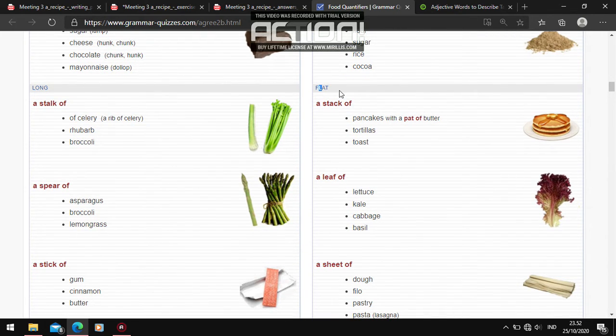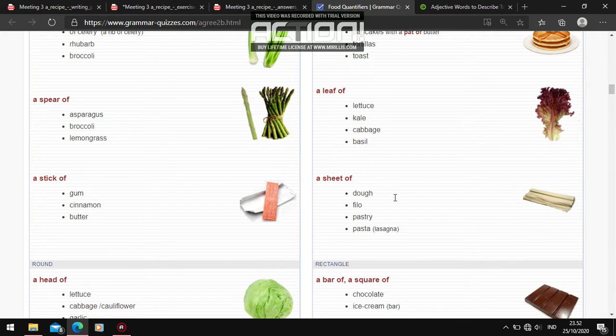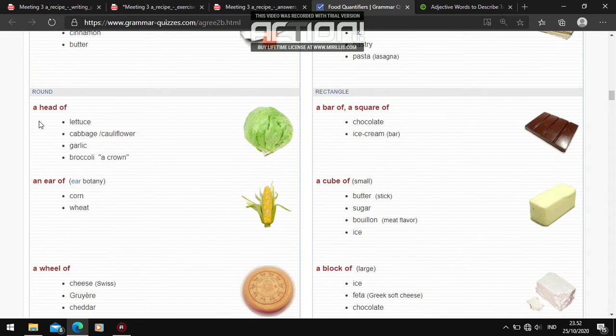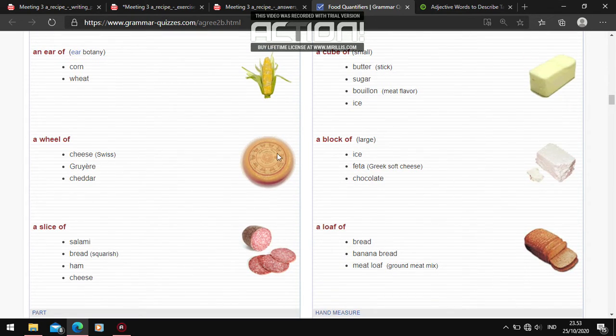Ya. Kalau yang datar-datar bilangnya stack of, a leaf of, yes, and then a sheet of dough, filo, pastry, or pasta. If it is round, a head of, an ear of corn. Yeah, so even we say an ear of, jadi jangan terkejut. Maksudnya apa, Miss? Satu telinga jagung. No, that's actually how you describe a corn. Okay, so when it is round, you can say an ear of corn. And then a wheel of cheese.